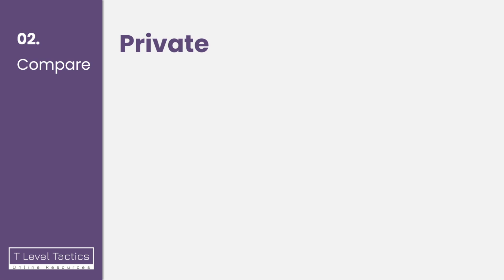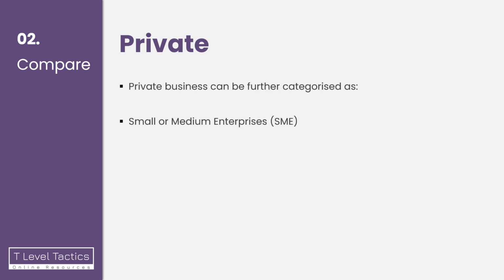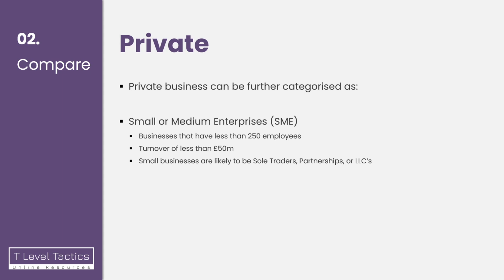Private businesses in the UK can also be further categorised. You could have, for instance, a small or medium enterprise, otherwise known as an SME. This is a recognised status in the United Kingdom, and this is for businesses that have less than 250 employees and a turnover of less than £50 million per financial year. Small businesses are likely to be sole traders, partnerships, or limited liability companies, whereas medium-sized businesses are more likely to be partnerships or limited liability partnerships and not sole traders.